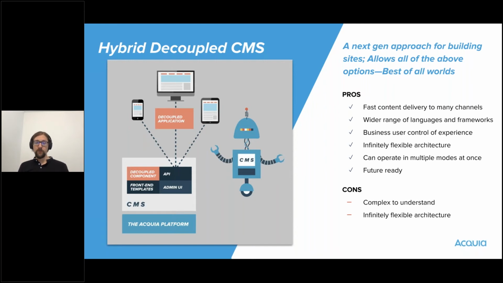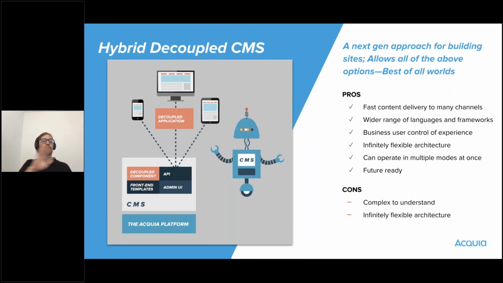So you still have your content delivery to many channels because you've got that strong API layer. You can support a wider range of languages, especially because you can decouple the application as well as just individual components. If you've done it properly, you can use low-code tools, so you have business user control of the experience. This is incredibly flexible. You can actually operate multiple modes at once. So the content is created and displayed through the CMS. At the same time, you can have a completely decoupled or native application, which is consuming and displaying and using that content on the side.